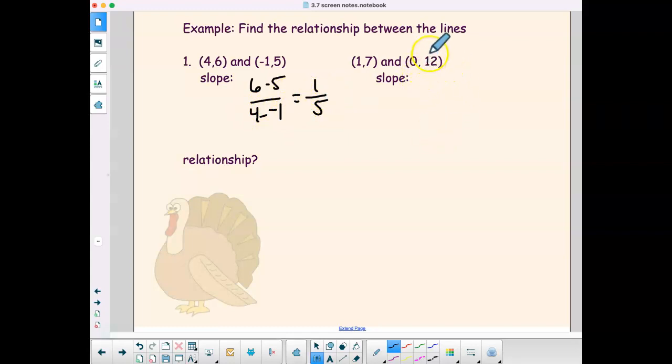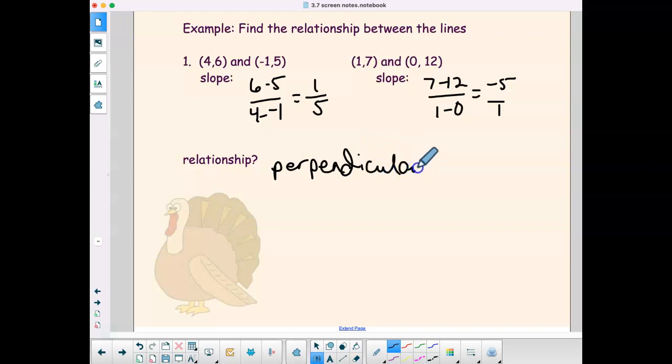Then we'll do this line that contains these 2 points. So this one we'll do 7 minus 12 on top and 1 minus 0 on the bottom, which gives us -5 over +1. Okay, so now we look at the two slopes and notice that one is positive, one is negative, and the fractions are reciprocals. So we would say that those two lines are perpendicular because they have opposite reciprocal slopes.